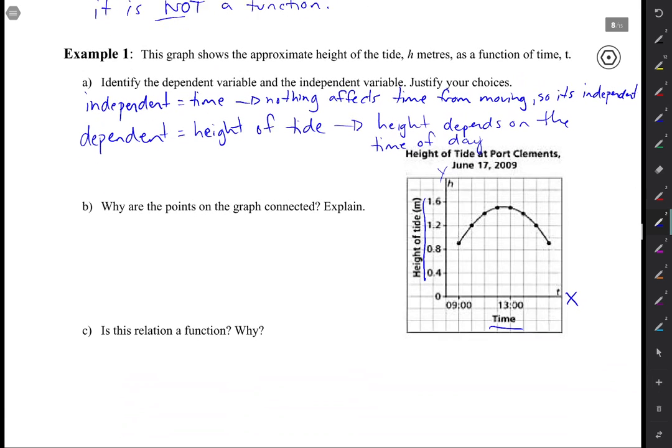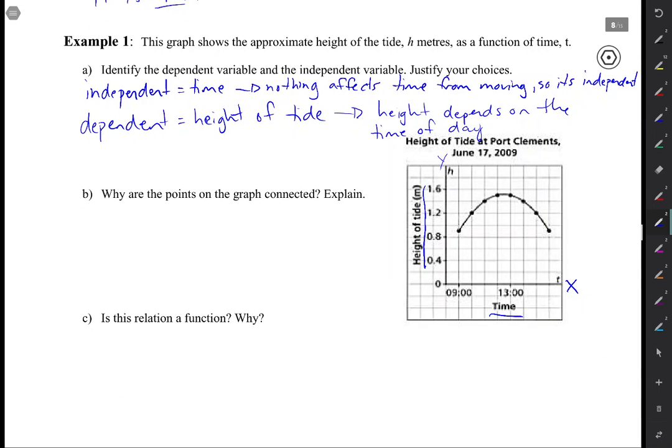So now let's see, why are the points on the graph connected? Explain. So the reason we would have points on the graph connected is because the tide doesn't just jump from 9 a.m. at this height all the way to this here. So what would this be? 10 a.m., 11, 12, 1. Yeah, so this would be 10 a.m., sorry. And it doesn't just jump to 1.2 meters from 0.8. It's going to move and hit all of these times and heights in between those 2 points. So that is why the points are connected.